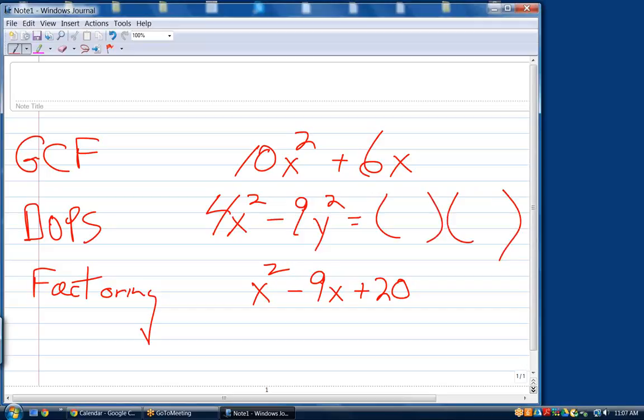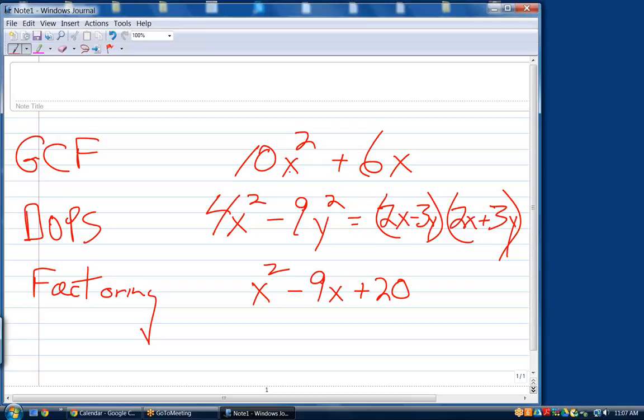What is a and what is b? A is 2x. What is b? Go ahead. 3y. So it factors as 2x minus 3y times 2x plus 3y. Yeah, you don't have to do any effort in the second part. Just put the same thing with different sign. Okay? So that's difference of perfect squares. And that's pretty easy when you think about it.